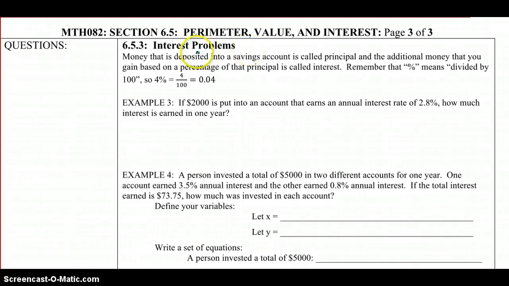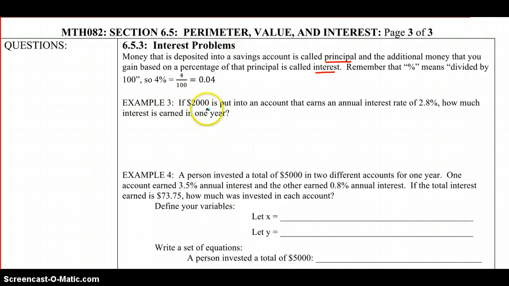So the last type of problems we're going to look at in this section are interest problems. Money that's deposited into a savings account is called the principal, and the additional money that you gain based on a percentage of that principal is called interest. Remember that percent means divided by 100. So 4% means 4 divided by 100, which as a decimal would be 0.04, or 4 hundredths.